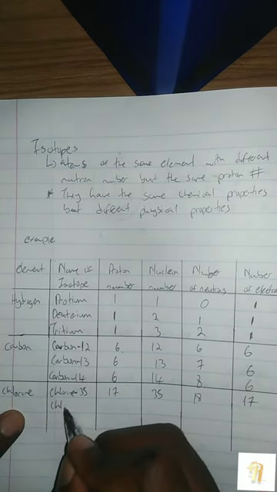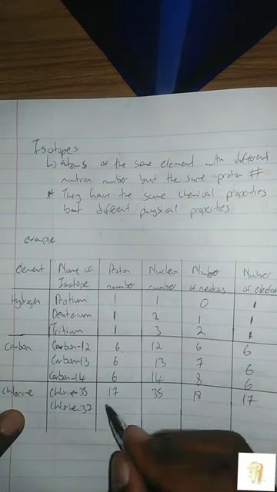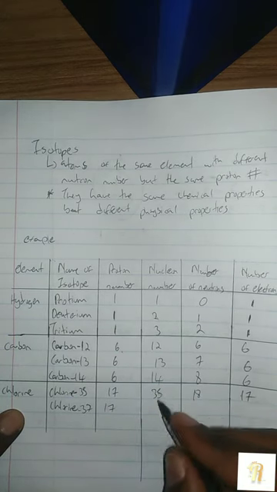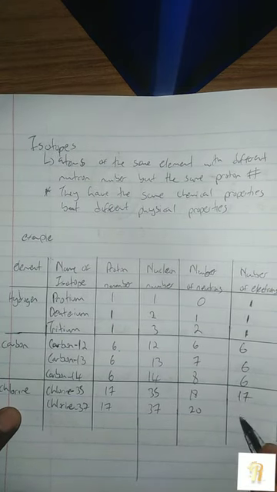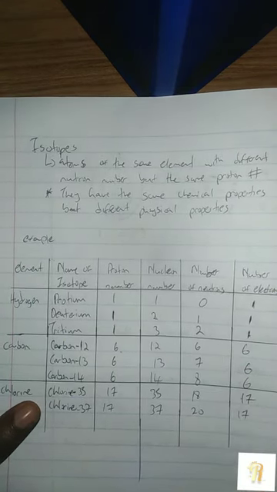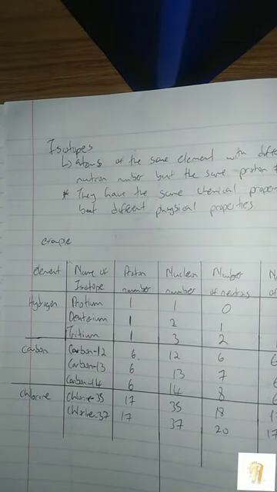We have chlorine 37, with 17 protons. Nucleon number is 37, and 37 minus 17 gives us 20. Then the number of electrons is obviously 17. So that's it with isotopes.